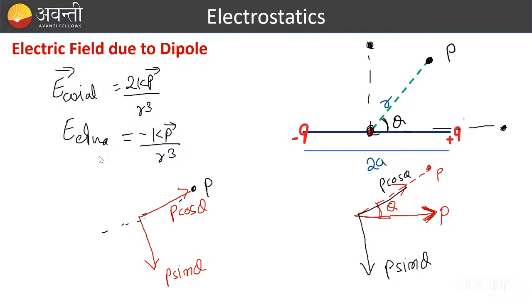Because P cos theta is directed along this line, and point P is also lying on this line, point P is an axial point for P cos theta. And for P sin theta, this line is basically the equatorial line. So for P sin theta this is the equator, and for P cos theta this is the axis. Done. Now we can easily calculate it.